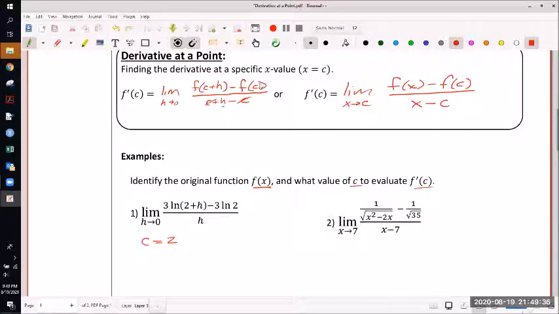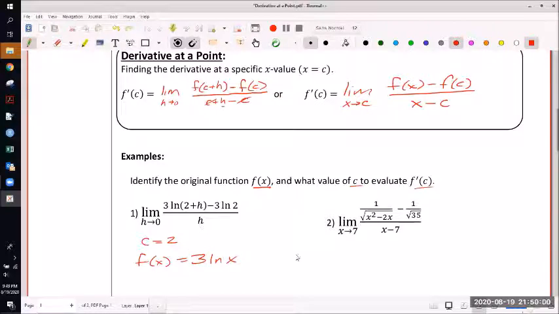2 plus h, and then we have f of c would be 2. The function, our f of x, would be equal to 3 times the natural log of x. So we would have 3 times the natural log of the 2 plus h minus 3 times the natural log of 2, c plus h and c.